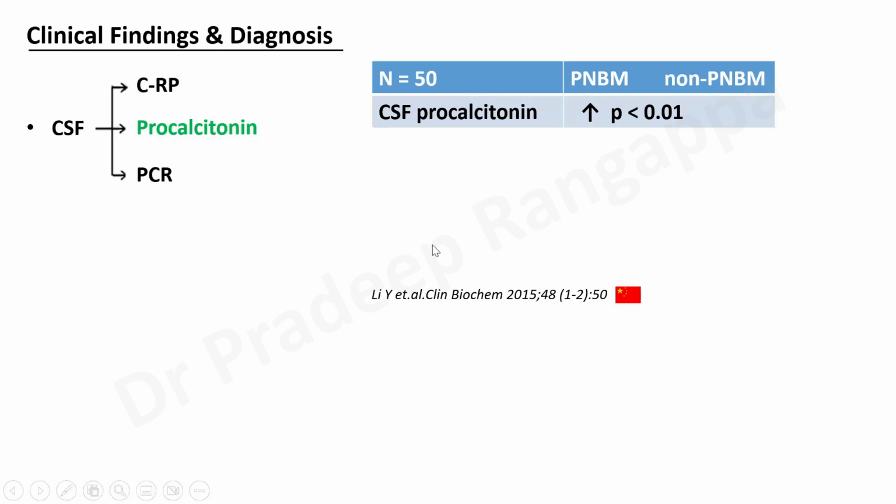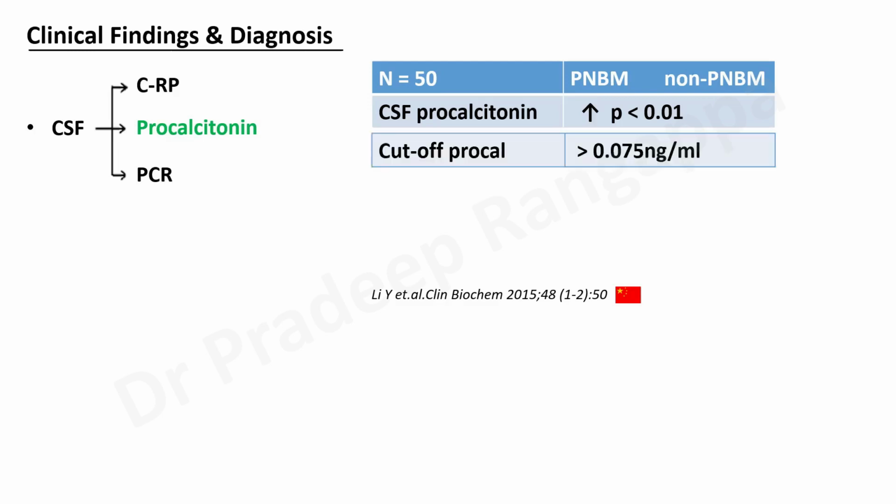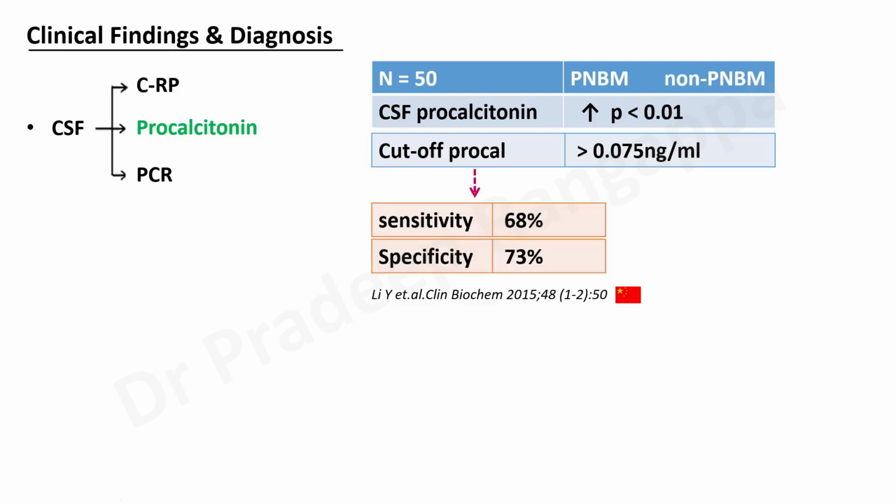So this was a study that came from China, where they looked at 50 patients, where they looked at CSF procalcitonin, and they compared post-neurosurgical bacterial meningitis and non-post-neurosurgical bacterial meningitis. So they had proven bacterial meningitis and non-bacterial meningitis, and they found that CSF procalcitonin significantly went up in patients who had post-neurosurgical bacterial meningitis, and it was statistically significant. And possibly every intensivist listener should know what the cutoff value is. In this study, the cutoff level for procalcitonin was more than 0.075 nanograms per ml. And they looked at sensitivity for this, it was 68%, and specificity was 73%.